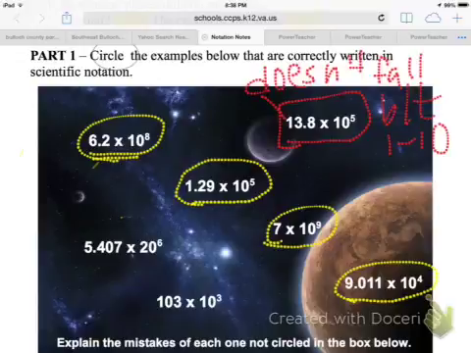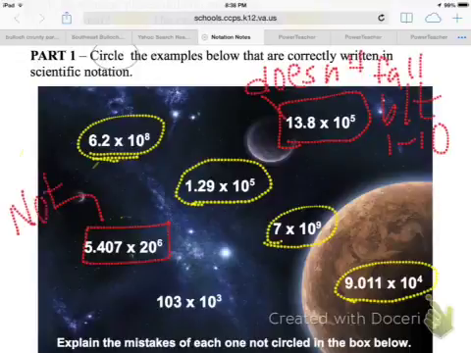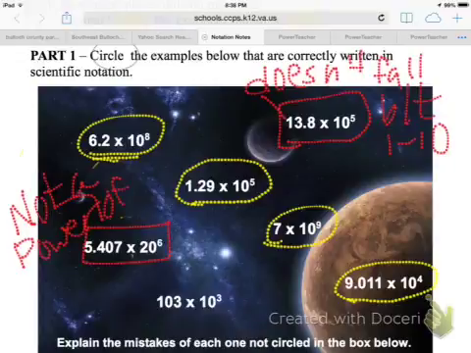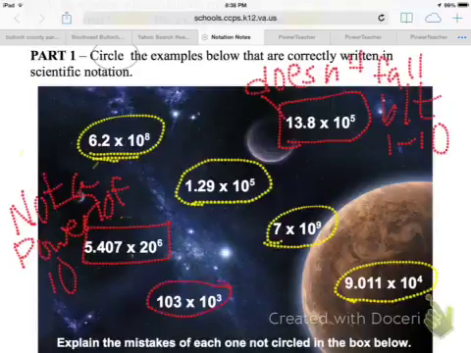If I look here, we've already discussed this one. Remember, I circled it by accident. That is not a power of 10. And then the last one, again, although it's a power of 10 at the end, it does not fall between 1 and 10. It is greater than 10.